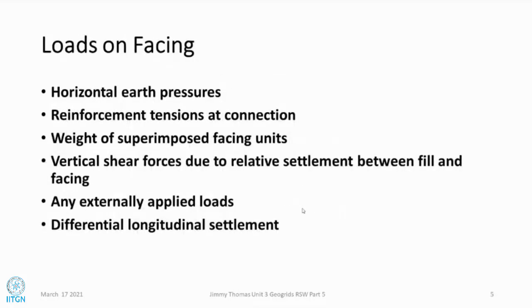Then what are the loads coming on the facing? Because we know there will be horizontal pressure on the facing, which is directly exerted by the earth. Then the reinforcement is connected to the facing at the connection. So the tension will be there at the connection. And weight of superimposed facing units. At any level, there will be facing units above, which will impose the load.